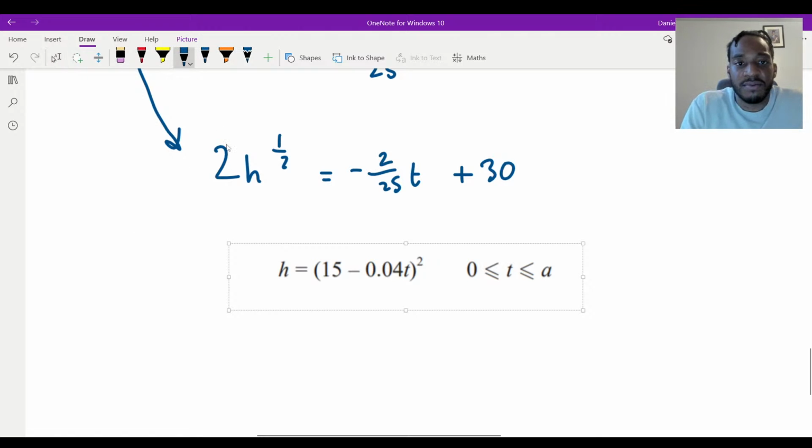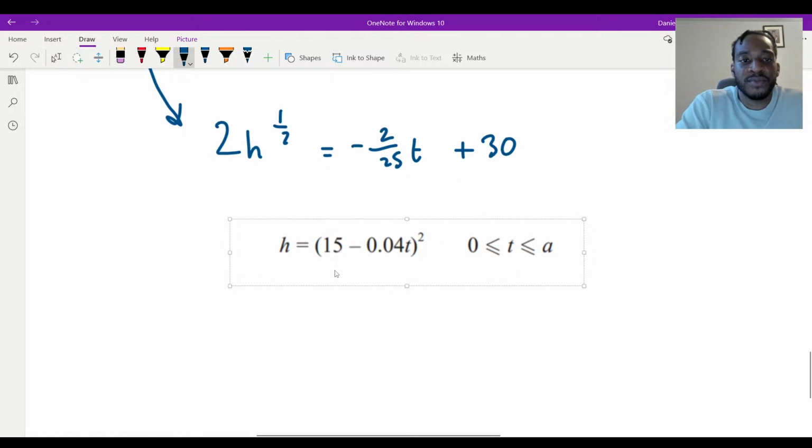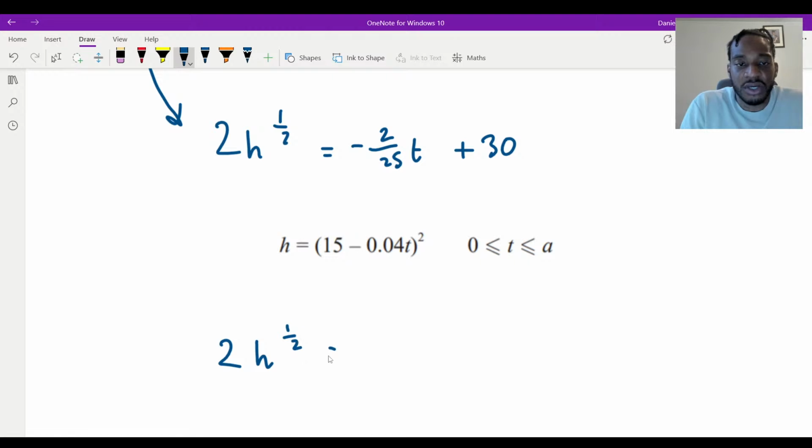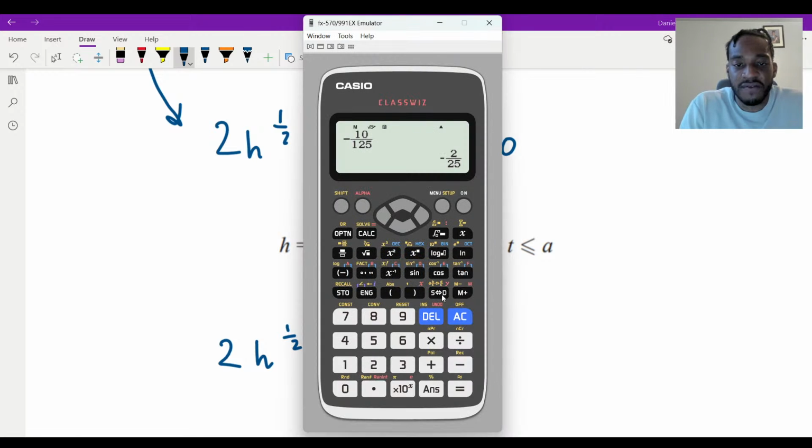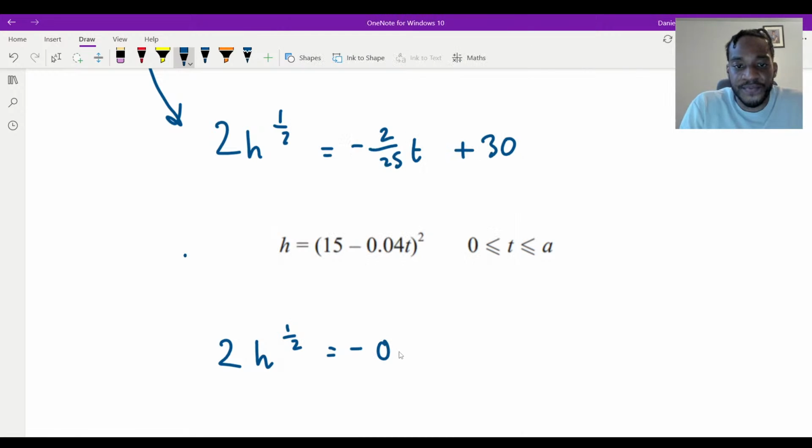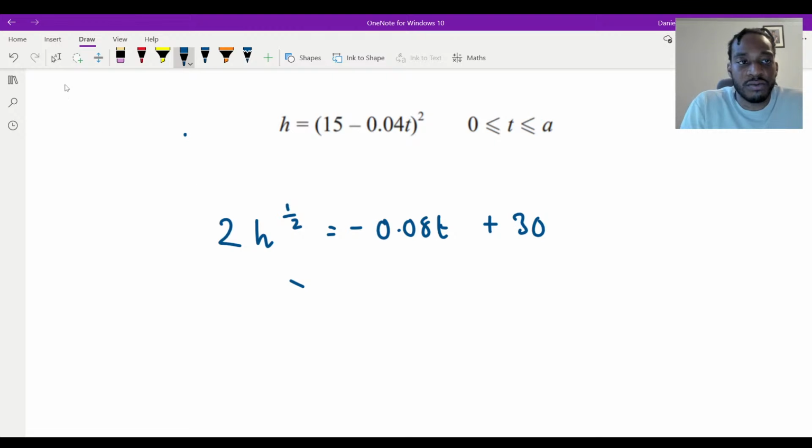So that's not a problem because what I'm going to do is write this as a decimal, because the answer is in a decimal. So it's going to be 2h to the 1 over 2 is equal to minus, and what's 2 over 25? 0.08t plus 30. And now you can see that this is nearly done here, because if I divide by 2, I'm going to have h to the 1 over 2 equal to minus 0.04t plus 15, like that.